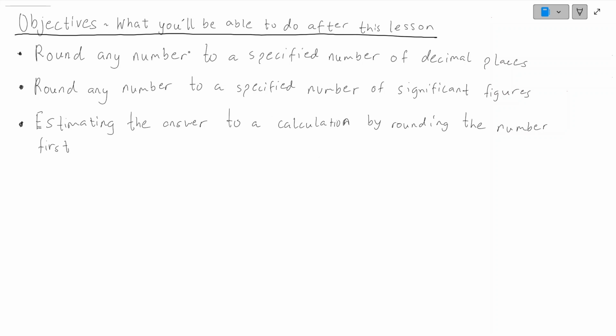Here is what you will learn in this lesson and what you'll be able to do after this lesson. You will be able to round any number to a specified number of decimal places. You will be able to round any number to a specified number of significant figures. And you will be able to estimate the answer to a calculation by rounding the numbers first, using either of the two rounding methods.